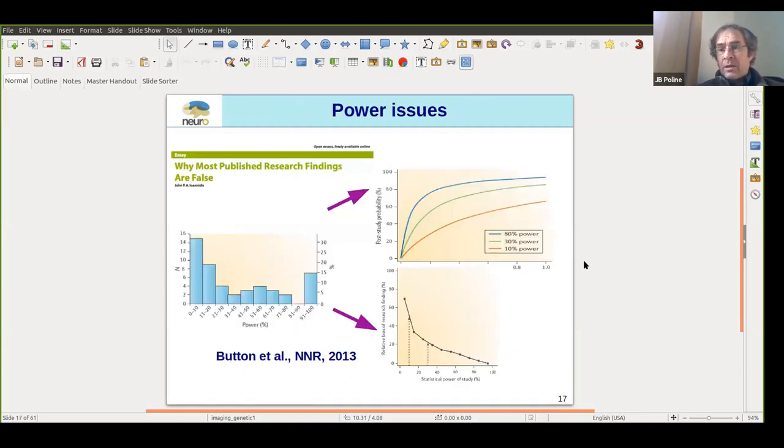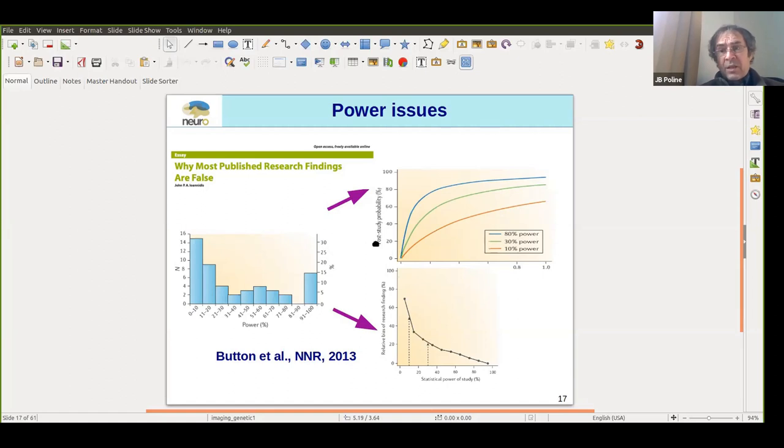Power issues have been explained quite well by this Button et al. paper, this landmark paper, showing that in most neuroscience experiments the power of those experiments, so the probability that you will find a result given that H1 is true, is small. And that has two effects. It has the effect that you are overestimating the effect size in the published result, because whenever you find something, even with a small cohort, you're more likely to publish that result.